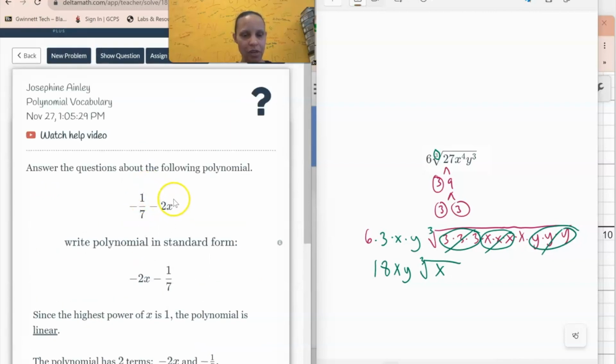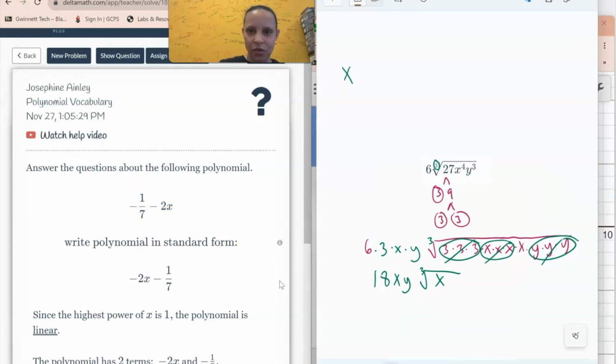The lead-in term is the one that's first after you put it in order. So you do have to put it in order, like, this is -2x minus 1/7. So really anything in order means like, x to the 5, then x to the 4, then x to the 3, then x to the second power, then an x, and then the constant term. So that's what it means in order: 5, 4, 3, 2, 1, 0.